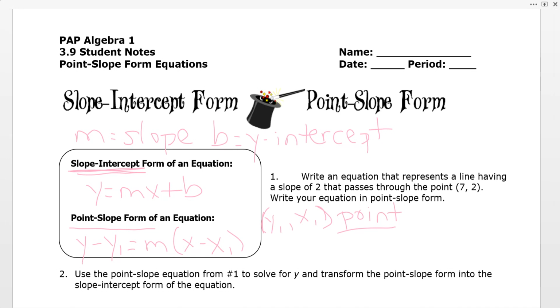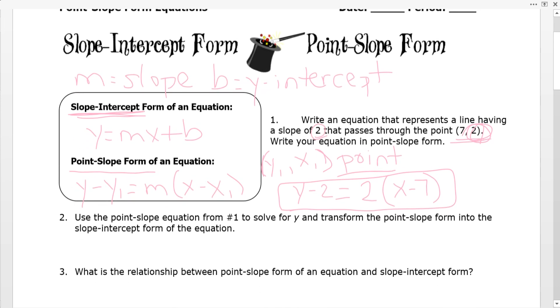substituted numbers for them. So if I'm going to use this formula to write the equation for slope of 2 and this point, remember that they're minus signs, subtracting signs. So it's going to be y minus 2, and that's this 2 right here, equals the slope times x minus 7. Okay, that is what point slope form looks like.